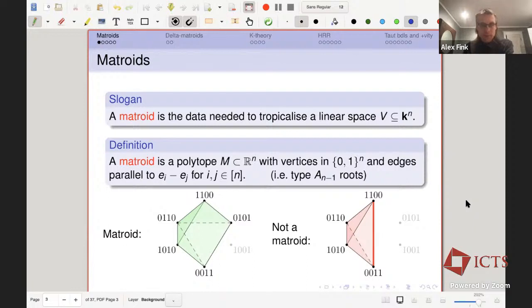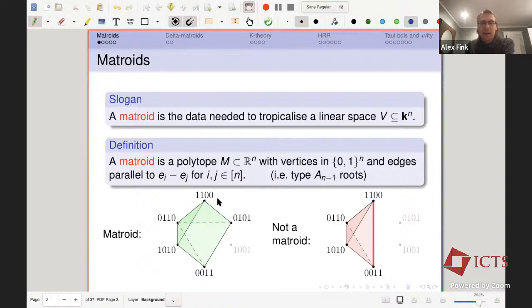So I will say that a matroid on the ground set 1 through n is a certain kind of polytope. Namely, it's a 0, 1 polytope. It's got vertices in {0,1}^n, and its edges have to be parallel to these type A root directions. That's the type A of the title. That is e_i minus e_j, vectors with a single 1 and a single minus 1. So each edge, you swap a single 0 with a single 1 because the edges are 0, 1 vectors.